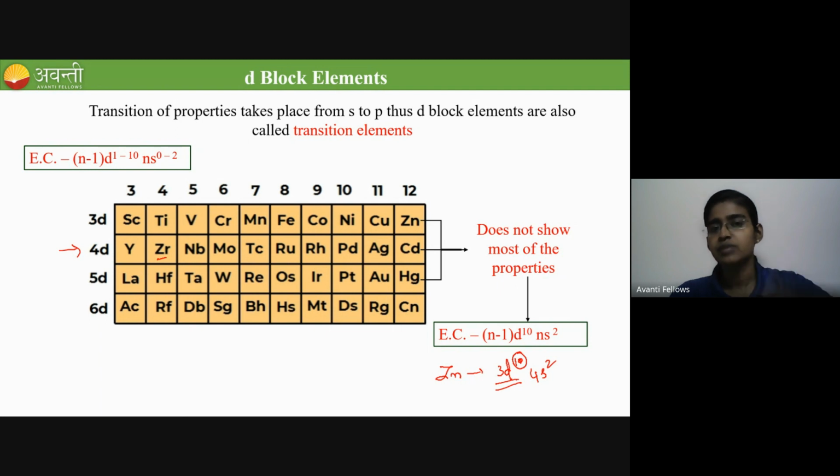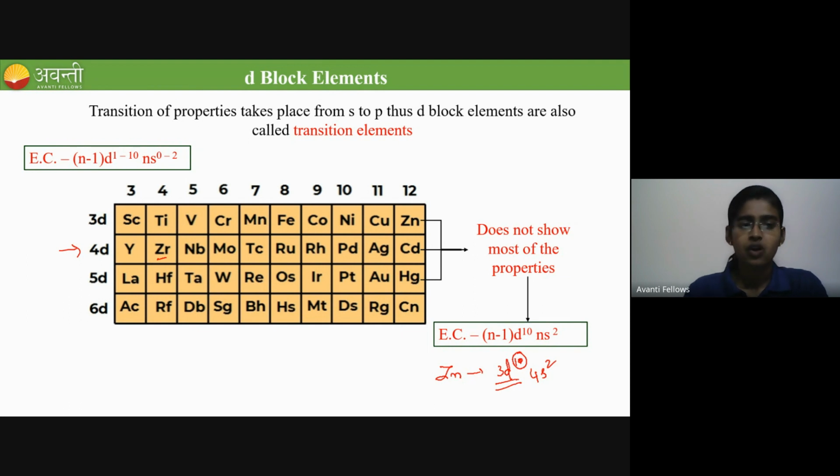Transition means there should be some movement, movement of electron. Here no movement of d electron takes place in case of zinc, cadmium, and mercury. So that's why they are not regarded as transition elements, but they are D block elements. Since the last electron is entering into the d orbital, it is called D block, but it is not called a transition element.